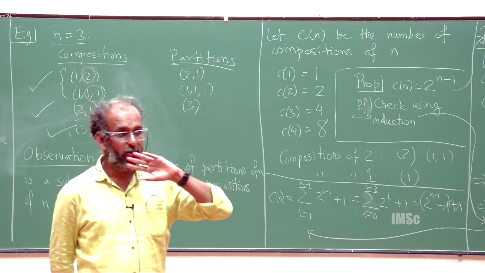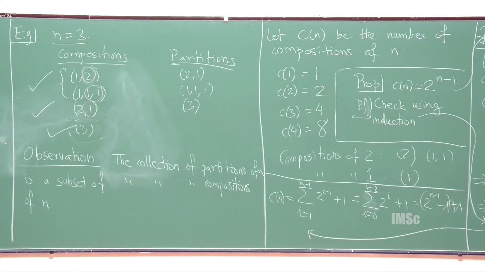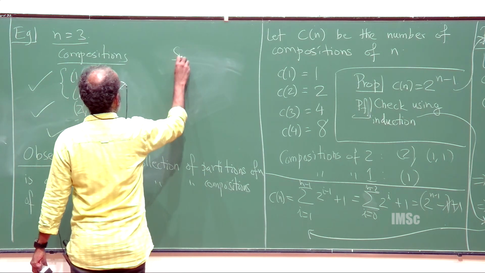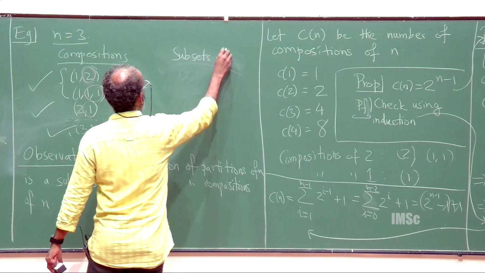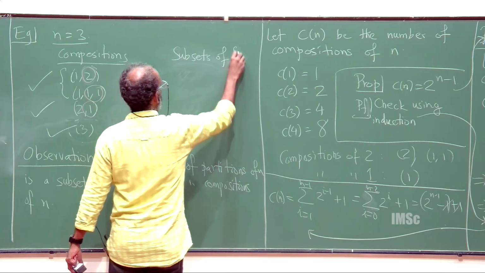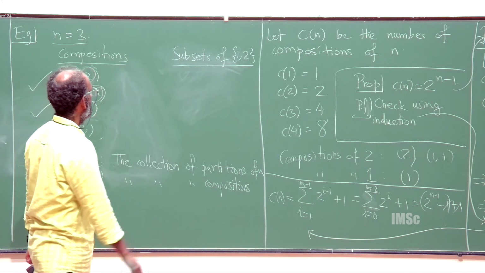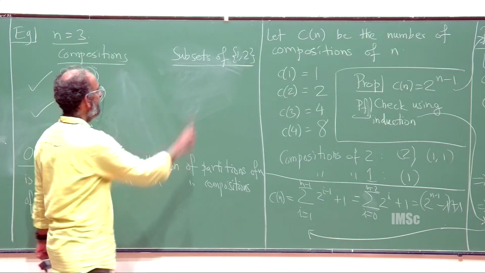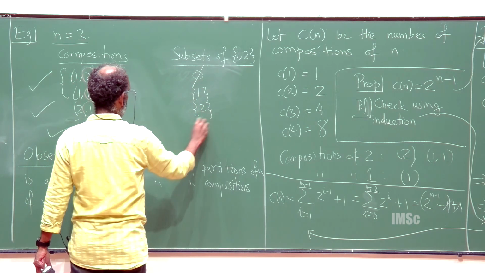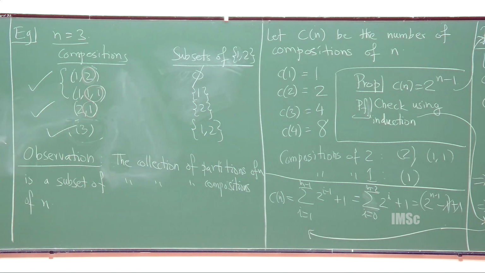So the number of subsets, okay, so now we'll forget about partitions for a while and let's look at subsets. So I'm going to look at subsets of 2, subsets of 1, 2. What are the subsets? Can you tell me? Empty set, singleton 1, singleton 2, 1 comma 2. So they have the same cardinality.